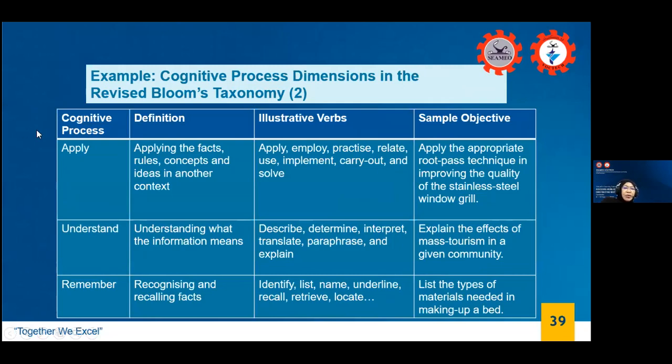And then if you want to capture applying, then you use these verbs: apply, employ, practice, relate, use, implement, carry out, and solve. So these are all application. And then understand, meaning they can express using their own words. So describe, determine, interpret, translate, paraphrase, explain. Normally we have this explain.